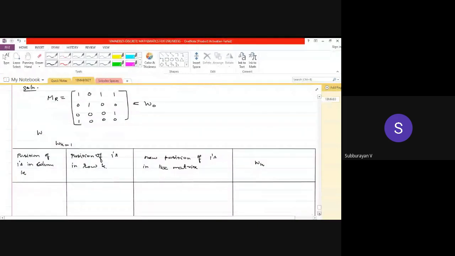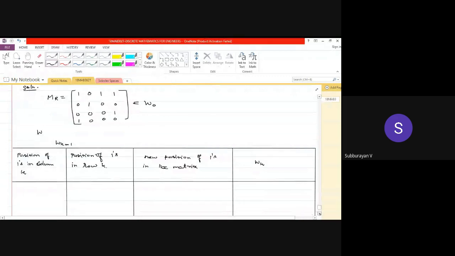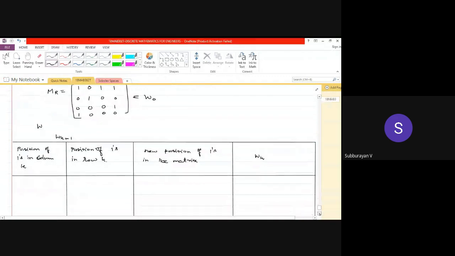What are the entries in which we have non-zero numbers? First and fourth. 1, 4, right? This is 1, 4. Then come to the first row, in which what are the entries having non-zero numbers? 1, 3, 4. Okay, 1, 3, 4.